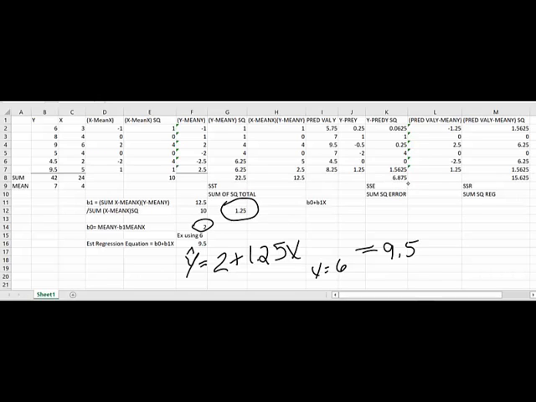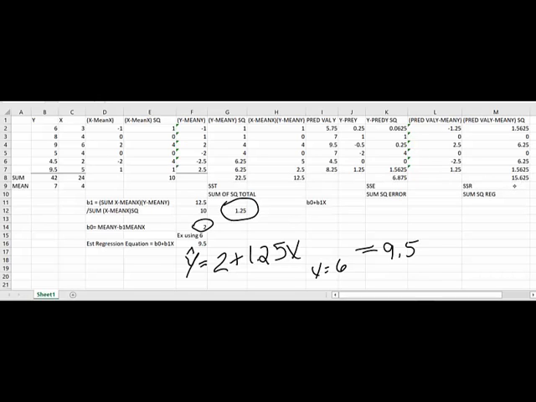Finally, we're going to do the predicted value of y minus the mean of y, and then we're going to square that. So the predicted value of y is our 5.75 minus our mean of y, which is our 7, gives us negative 1.25. We're going to square that, and it gives us 1.5625. You're going to go ahead and do that for the rest of the column, and then you're going to add those together.